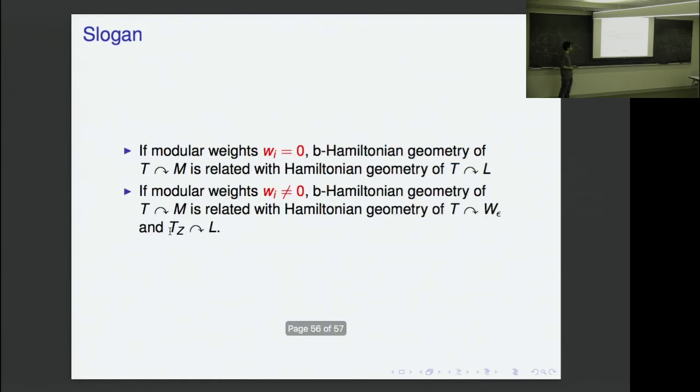All right, I think that's the end of my talk, and let me just remind ourselves of the slogan of the Hamiltonian geometry on b-symplectic manifolds. It's that if the modular weights are 0, then whatever nice results we have in the symplectic case will also make sense in this case. And if the modular weights are not 0, then we just need to do the symplectic cutting and then relate the cut space with the original space itself, and then we will see that the Hamiltonian geometry of these things are closely related with each other. Thank you.